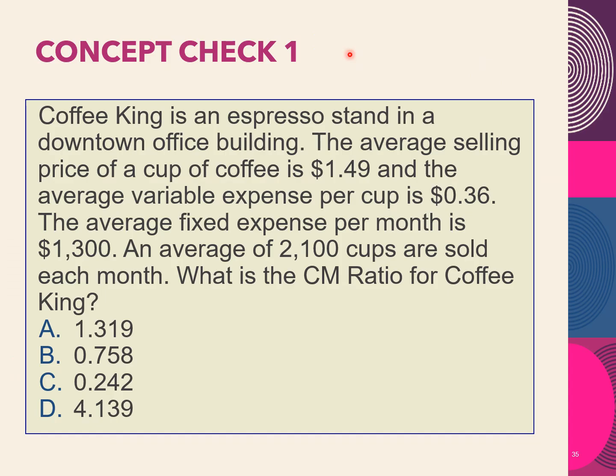Now it's time for our concept check number 1. Coffee King is an espresso stand in a downtown office building. The average selling price of a cup of coffee is $1.49, and the average variable expense per cup is $0.36. The average fixed expenses per month is $1,300. An average of 2,100 cups are sold each month. What is the contribution margin ratio for Coffee King? Please think about it.